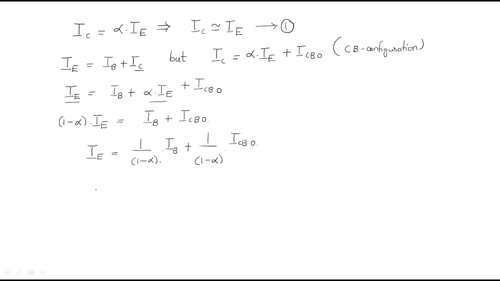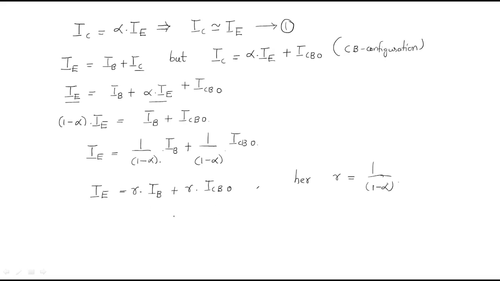So finally you can write the collector emitter, the output current equal to gamma into IB, and gamma into 1 by ICBO. Here I am replacing gamma, which is nothing but 1 by 1 minus alpha. This is the gamma. So now you can write the emitter current value like this.